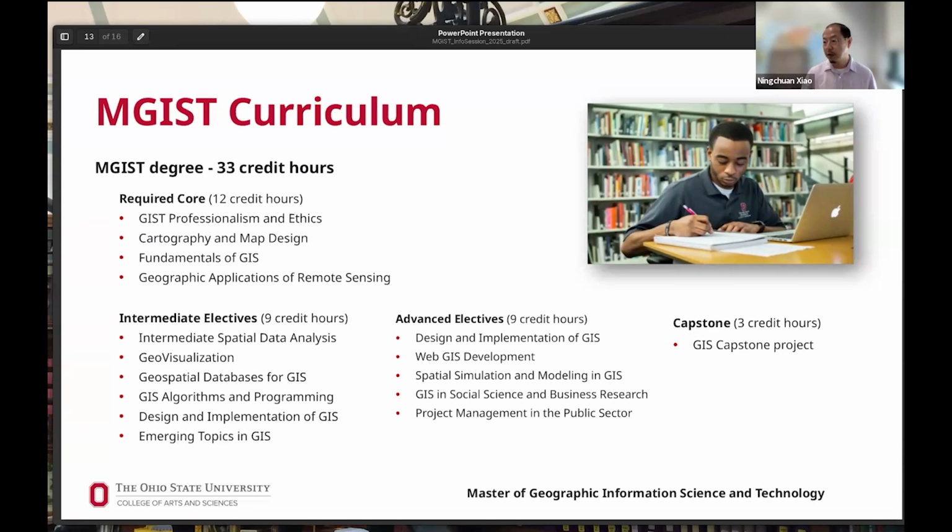Then you need to take 3 out of 6 of these classes, or 9 credit hours. There are 6 intermediate electives. Then you need to take 3 out of these 5 advanced electives. So 3 each, so it's 9 credit hours each. And finally, you need to complete a capstone project.